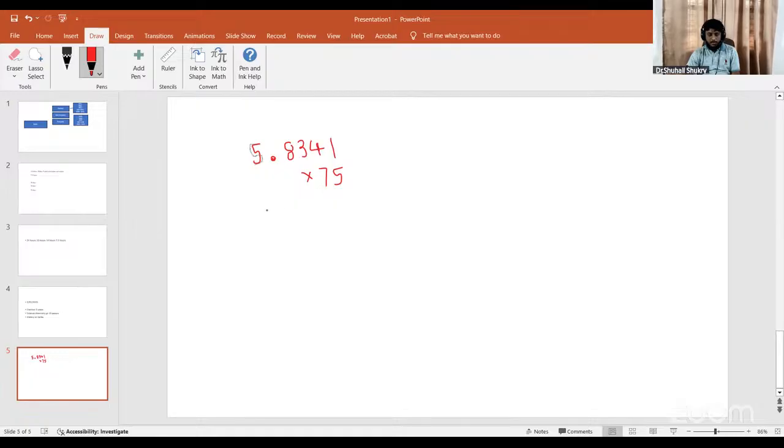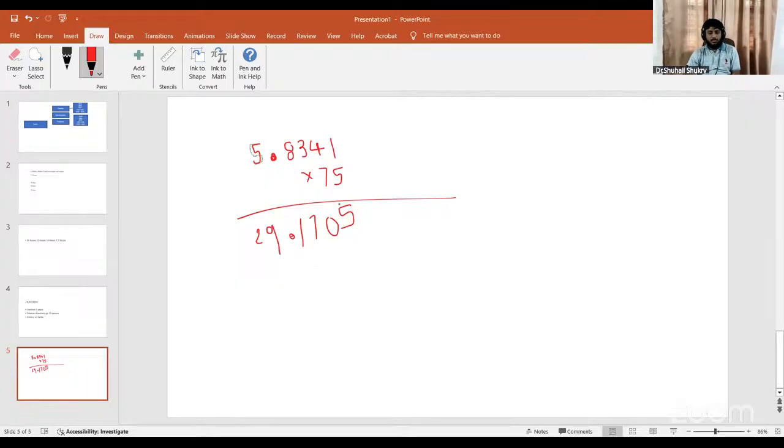First of all, you should know the normal multiplication. Because there are some students who don't know how to multiply this also. First of all, I'll show how to multiply the normal one. If you want to multiply this, 5 into 1 is how much? 5. 5 into 4 is 20. 5 into 3 is 15, 17. 5 into 8, 40, 41. 5 into 5, 25, 29. You get 29.1705.